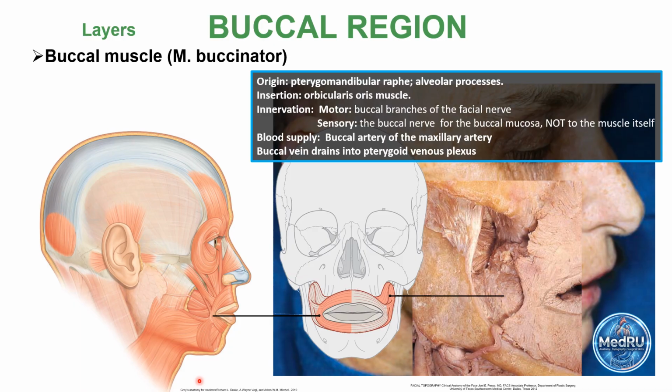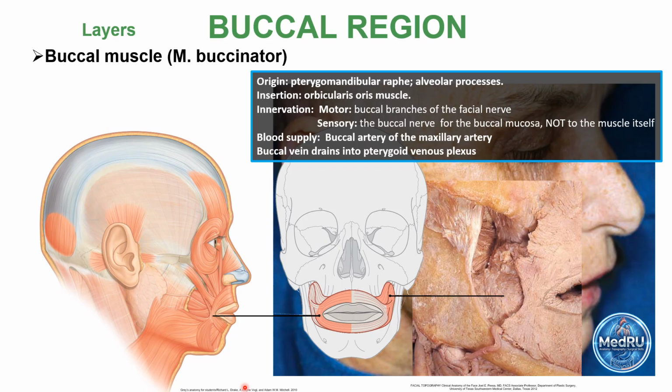The buccinator muscle originates posteriorly from the pterygomandibular raphe and anteriorly from the alveolar processes of both the maxilla and mandible near the molar teeth. Its muscle fibers run horizontally forward, converging at the angle of the mouth to blend into the orbicularis oris muscle. The motor innervation of the buccinator is provided by the buccal branches of the facial nerve, while general sensation for the overlying buccal mucosa is supplied separately by the buccal nerve, a branch of the mandibular division of the trigeminal nerve, which does not innervate the muscle itself.